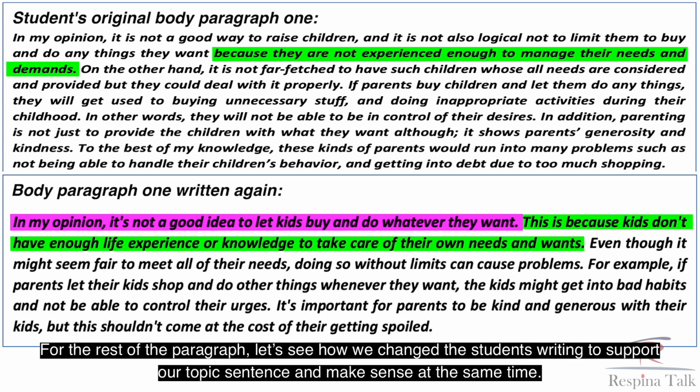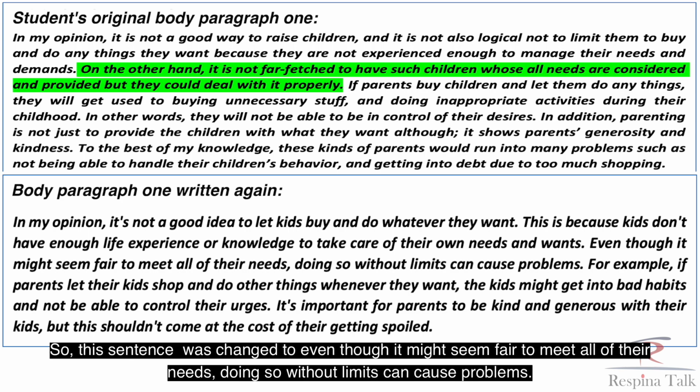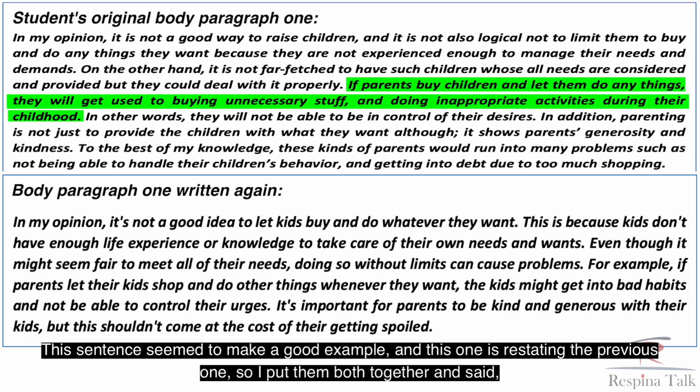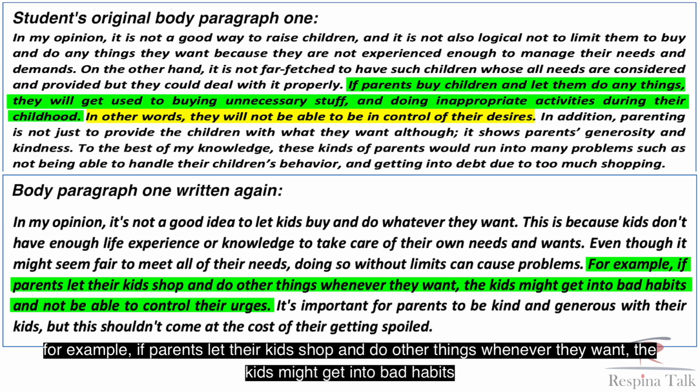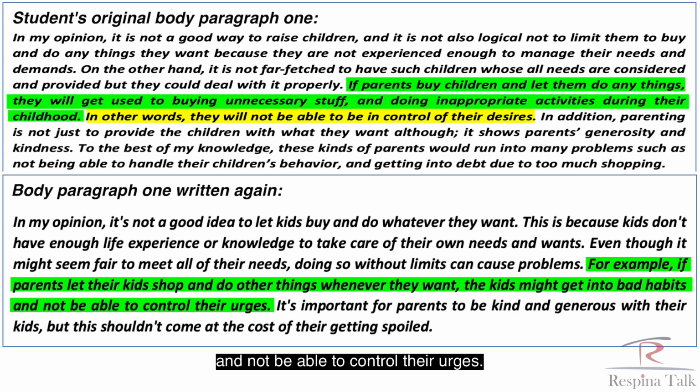For the rest of the paragraph, let's see how we change the student's writing to support our topic sentence and make sense at the same time. So this sentence was changed to, even though it might seem fair to meet all of their needs, doing so without limits can cause problems. This sentence seemed to make a good example. And this one is restating the previous one. So I put them both together and said, for example, if parents let their kids shop and do other things whenever they want, the kids might get into bad habits and not be able to control their urges.